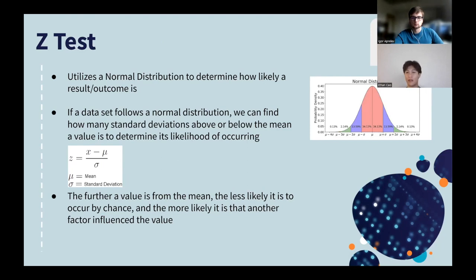It allows us to make inferences about how likely it is that a certain occurrence happened, like a certain weight given that the population has this average weight. So using that, we can use this formula to find the z-score, which tells us how many standard deviations above or below the mean a value is, and that tells us how likely it was to have occurred. The further it is from the mean, the less likely it is to occur by chance, and the closer it is to the mean, the more likely it is to have occurred by chance.